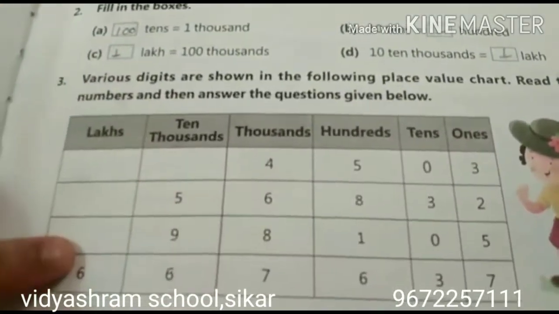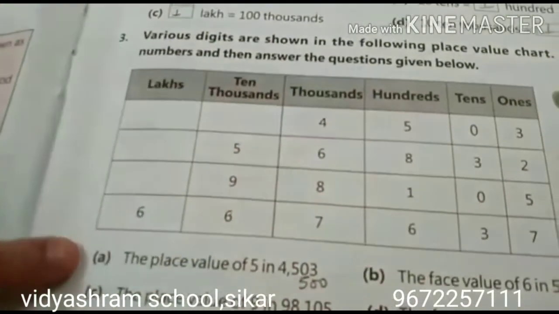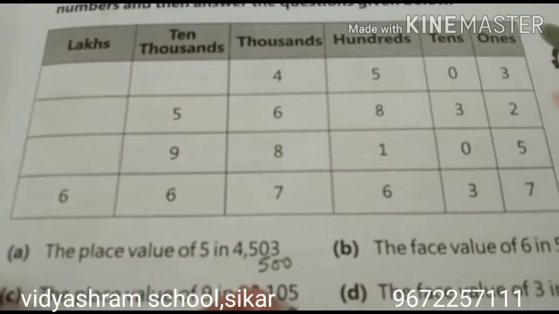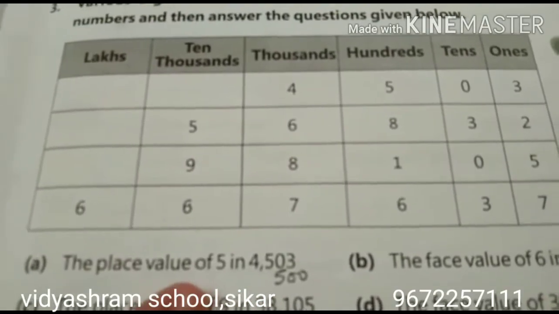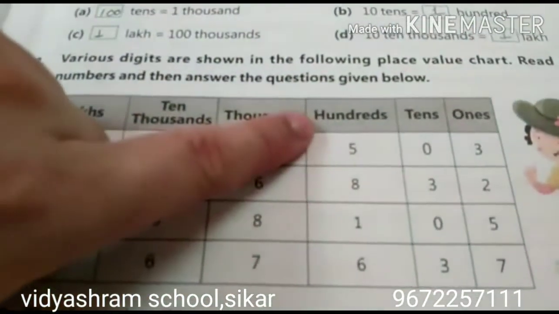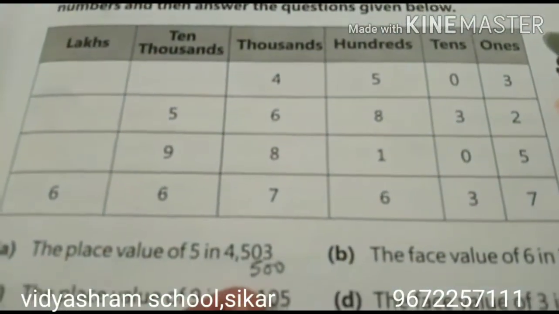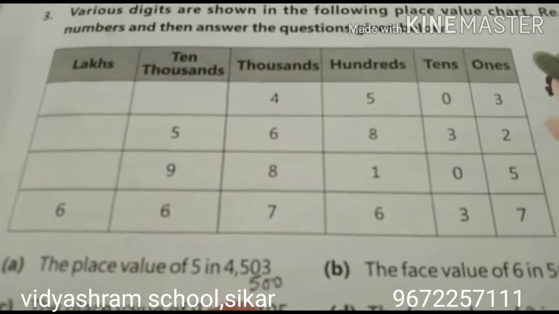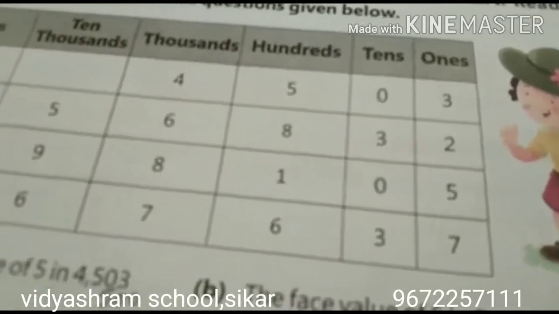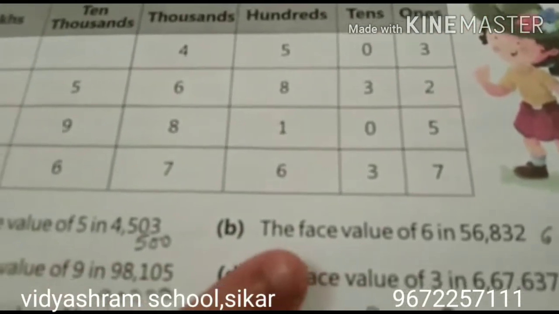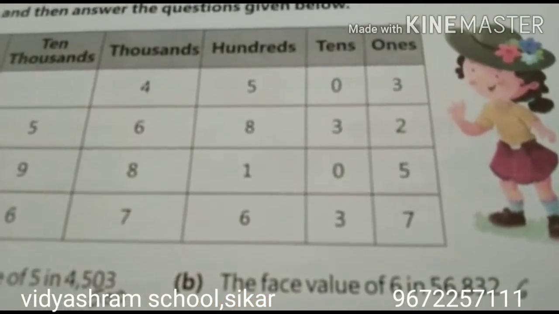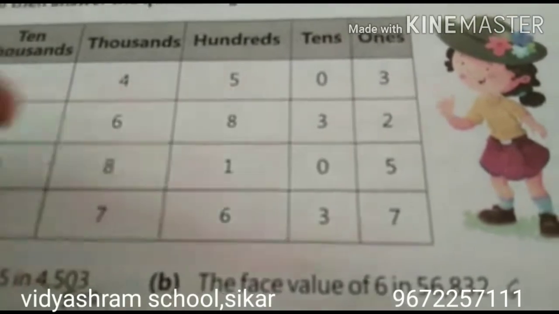Now see, I am going to start. This is the chart, and the question is: the place value of 5 in 4503. What is the value of 5 in that? See here, 5 is at the place of hundreds, so the place value of 5 is 500. And be aware when you are reading the question. First you have to read the question properly, because there will be place value and also face value. We already did in the previous lecture what place value and face value are.